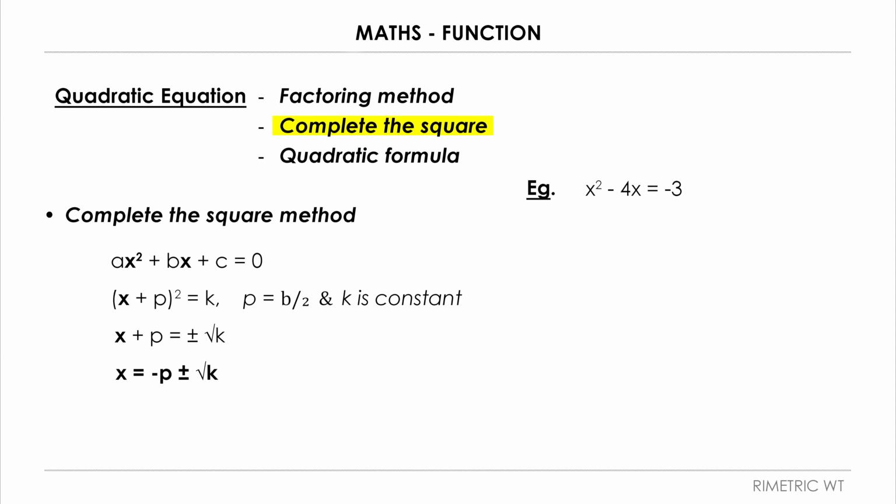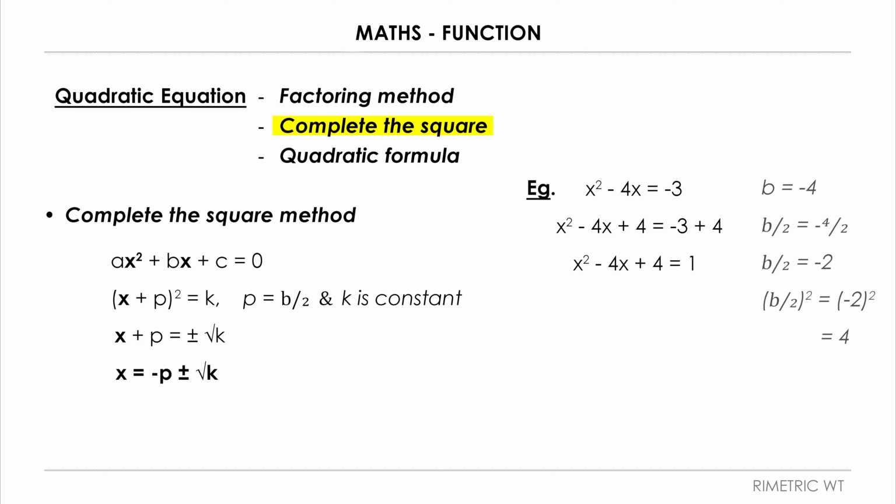Here in our example, b is minus 4, and minus 4 divided by 2 is minus 2. When we square minus 2, we find 4, so we add 4 to both sides of the equation. Then we find x squared minus 4x plus 4 equals 1. Now, the left side of the equation is a perfect square trinomial. Therefore, we can express it as x minus 2 the whole square.